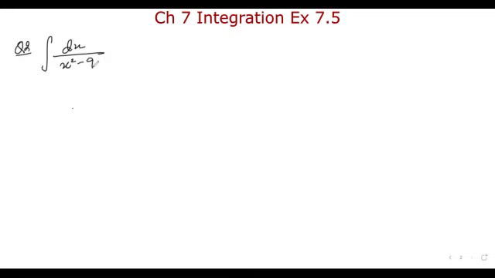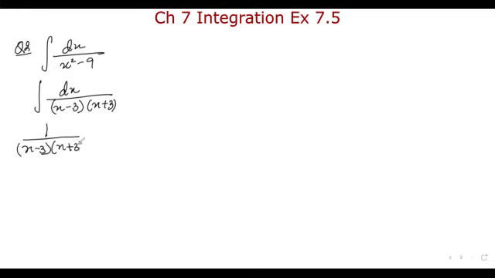Sometimes we are not given the factors directly, but we can convert our question in the form of factors like this: x minus 3 into x plus 3. We know a square minus b square is a minus b into a plus b. Now the partial fraction, because the denominator has factors, will be formed with x minus 3 and x plus 3. So the partial fraction will be very simple, a upon x minus 3 plus b upon x plus 3. This is the partial fraction.